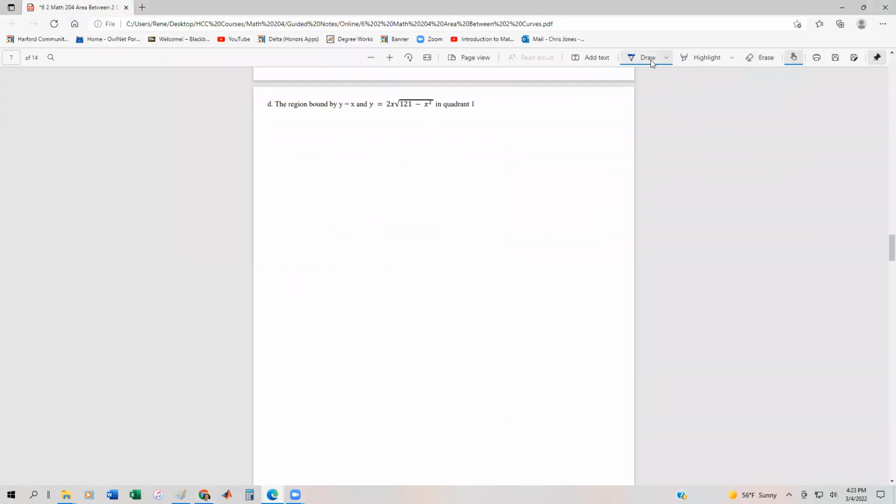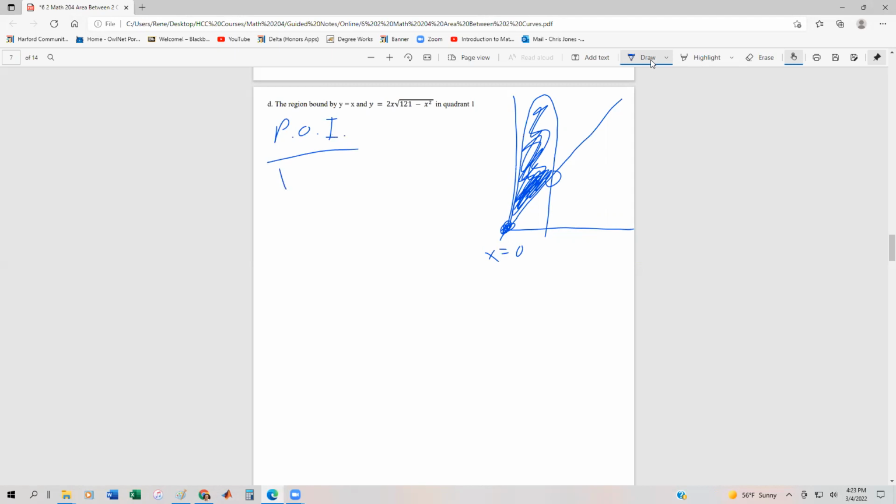So over here, I'm just going to draw, like I said, quadrant 1, because that's all we care about. So we have this linear function, and then way up here we have this sort of shape. And this is exaggerated. This is our graph. Clearly, this is the origin where x equals 0, and this is the point we're interested in, right? So to find that point, we're just going to set the two functions equal to each other. So the points of intersection are going to be x equals 2x root 121 minus x squared.